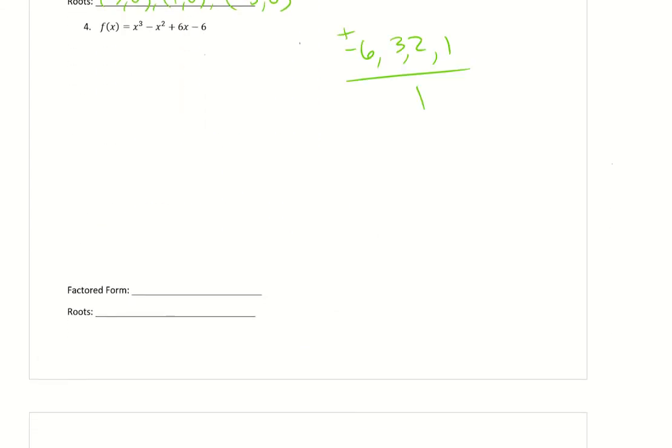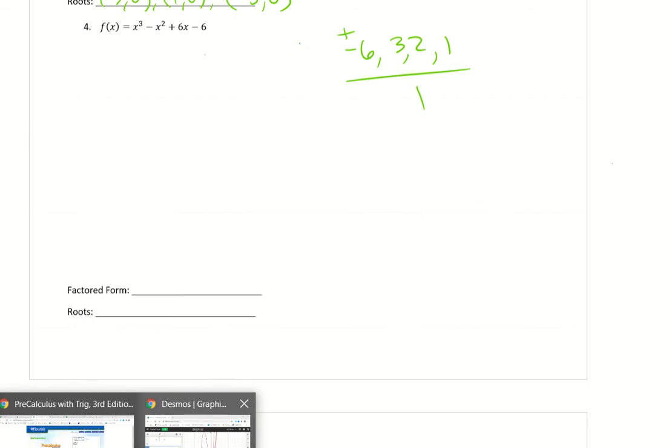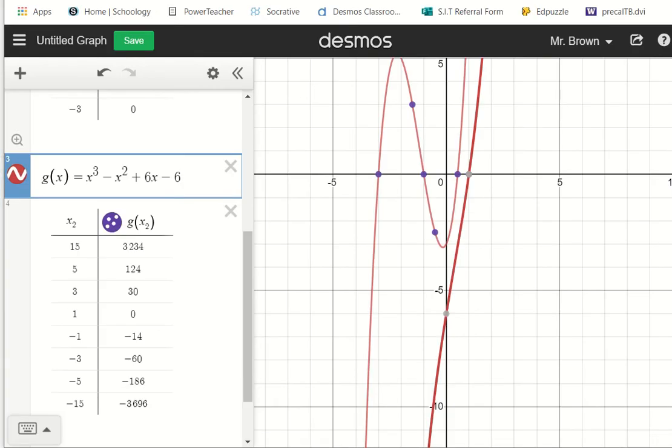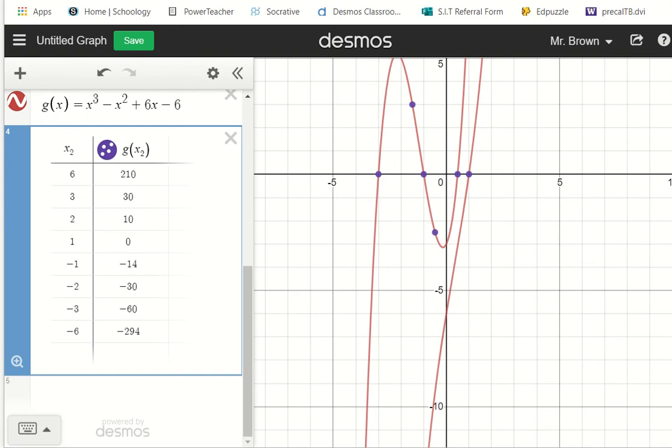So my factors are plus or minus 6, 3, 2, and 1. So I can put those into Desmos. So this is interesting because it only tells me one factor, which means there's only one real root. So this one's going to have some imaginary roots. You don't have to deal with that. You can leave the second term as a quadratic, but we are going to have to do long division for this. So our one root is x equals 1, so we'll divide by x minus 1.